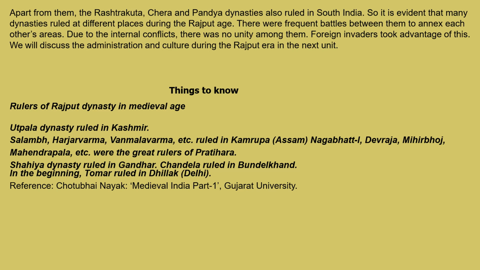Things to know, children, this you learn by heart. Rulers of Rajput dynasties in the medieval age: the Utpala dynasty ruled in Kashmir. Salamb, Harjar Varma, Vanamal Varma, etc. ruled in Kamrupa, Assam. Nagabhatta I, Devraj, Mihir Bhoj, Mahendrapala, etc. were the great rulers of the Pratihara. The Shahiya dynasty ruled in Gandhar, Chandela ruled in Bundelkhand in the beginning, Tomar ruled in Dhillika, that is Delhi.